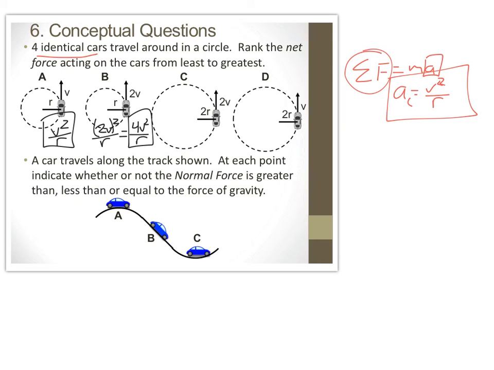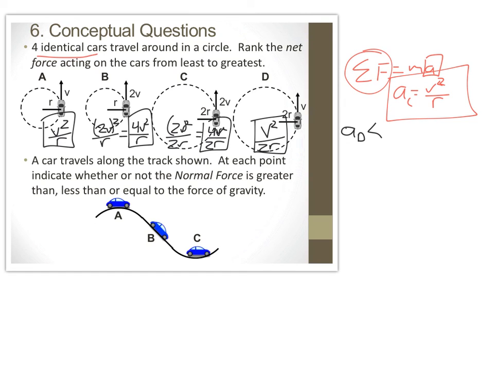For part C, it's going to be (2v) squared over 2r, or 4v squared over 2r, which would simplify to just 2v squared over r. And for D, we're going to have v squared over 2r. So we can see that this acceleration in D is going to be the least. So I'll say the acceleration of D is the least.